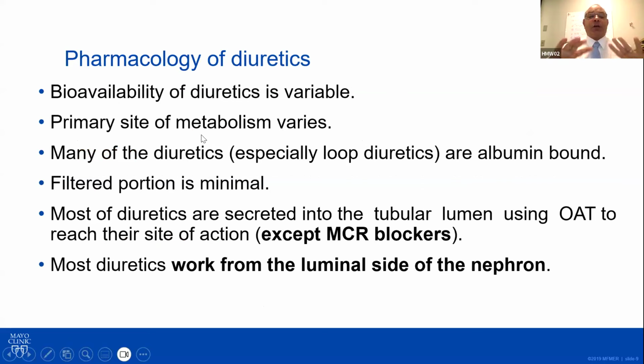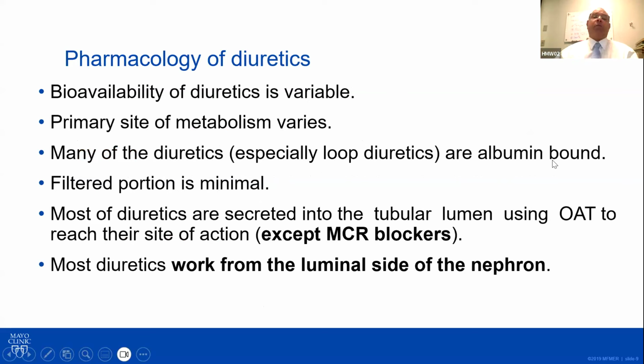So it's very important to understand the pharmacology of these medications. As a general rule, some of them will be well absorbed and some of them won't be well absorbed from the GI system, so bioavailability is variable. We need to know the primary site of metabolism of each one of them, because that helps us with the management of patients, not only in cirrhosis, but all the patients we take care of.